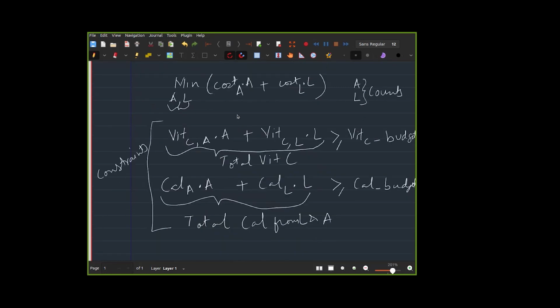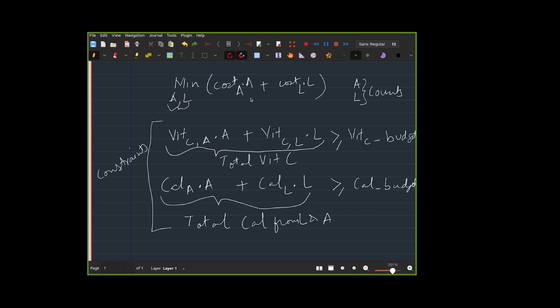So if I'm able to somehow solve for a value of A and L, there could be many possible values of A and L which satisfy these constraints. But I need to select those values which will give me the lowest total cost. That's the goal, right? So let's try to solve it.